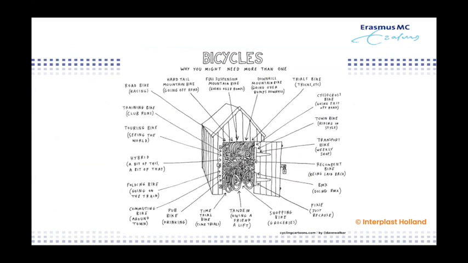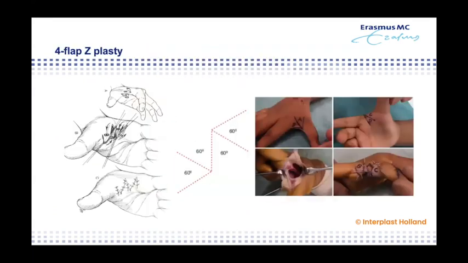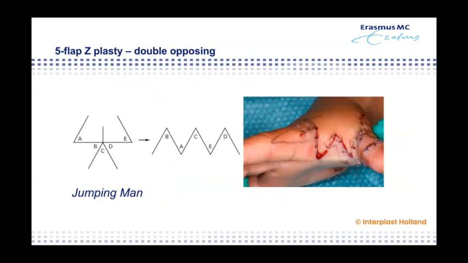So you need a lot of bicycles in your bicycle shed. I'm a cyclist, so it's always N+1. So I have a lot of flaps that you can use, and you can use them properly in every different case. Because of the time, I will go to the double opposing Z plasty and a jumping man. I often call it the jumping jack.